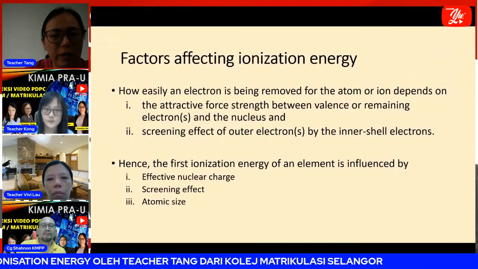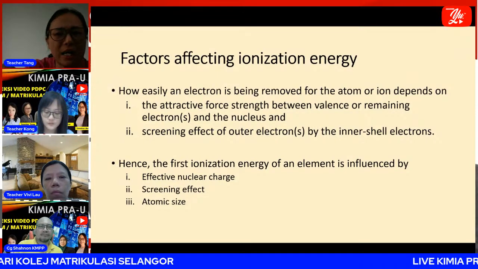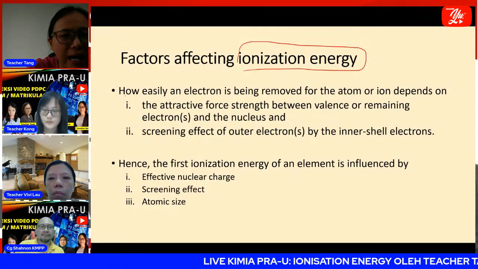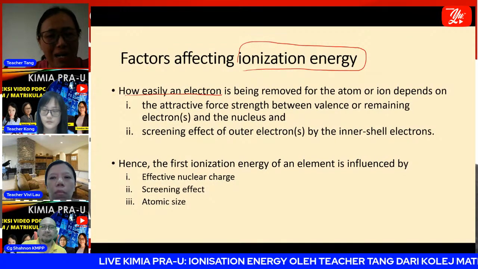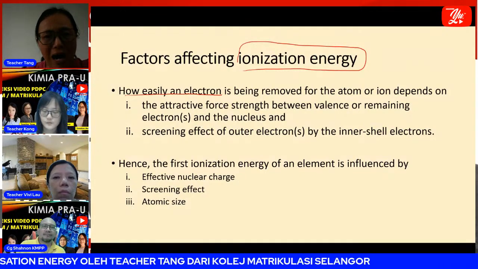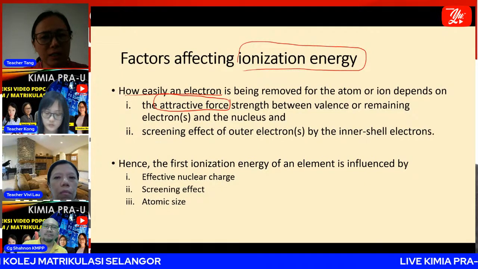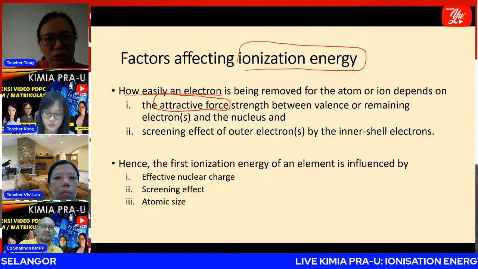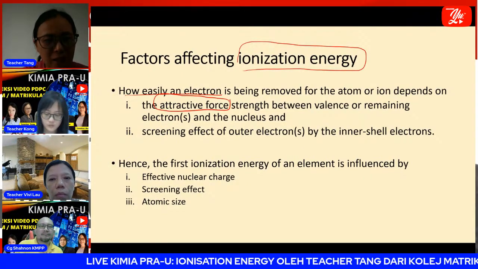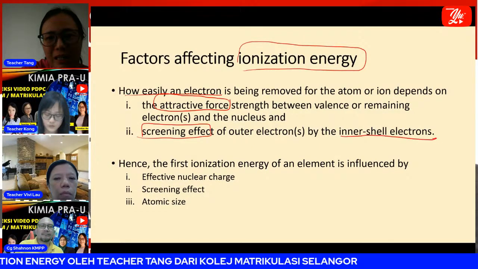So now we move on to look at the factors affecting ionization energy. Basically, ionization energy tells us how easy an electron is removed from an atom or ion. How easy an electron is removed depends on the attractive forces of the nucleus on the outermost shell electrons, and the second factor is the screening effect by the inner shell electrons.